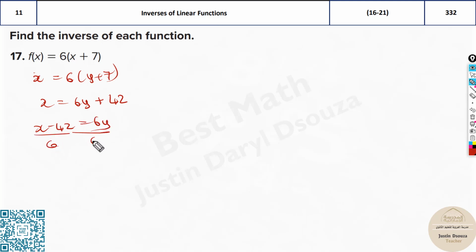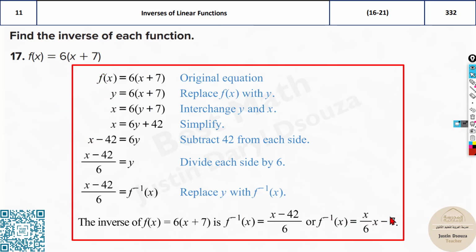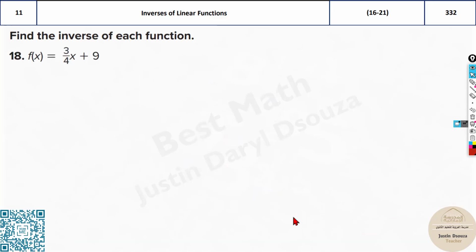Divide both the sides by 6. You will have x minus 42 by 6. You can just stop here because it's electronic. That's the answer. X minus 42 by 6. I mean, this also can be written, but it's really done. Generally, you will get this in the options.